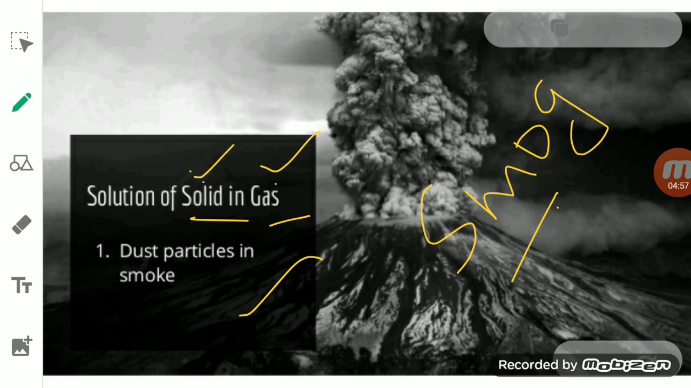Here the dust particle is in a very small amount, and the gas, we can say smoke, is in a greater amount. So the dust particle which is present in the smoke is forming the solution of a solid in a gas.